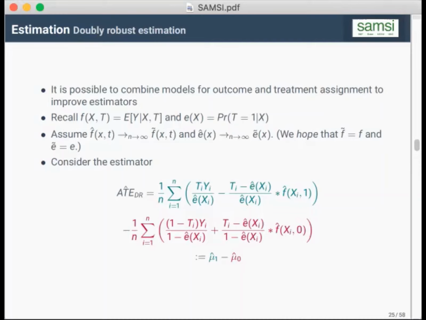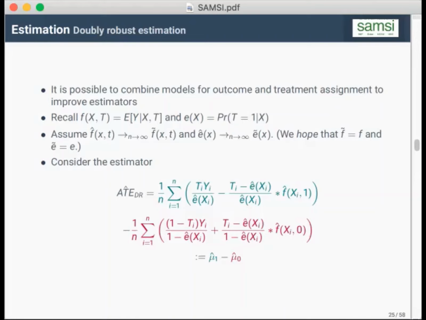But we're going to show how we can get consistent estimates even if only one of these two models is correctly specified. So for now, let's say that F hat converges to some limit, F tilde. We hope that's the true F, but it may not be. And E hat converges as n goes to infinity to some limit, E tilde. Again, we hope that's the true propensity score model E, but it may not be. And we're going to talk about an estimator that involves both of these estimated functions.